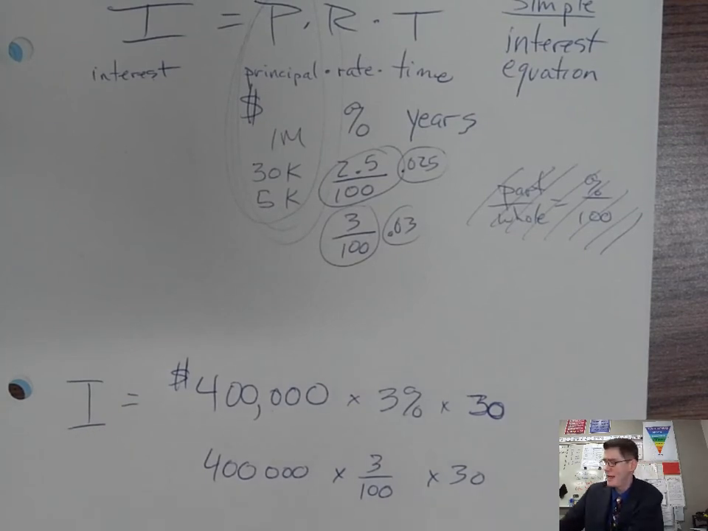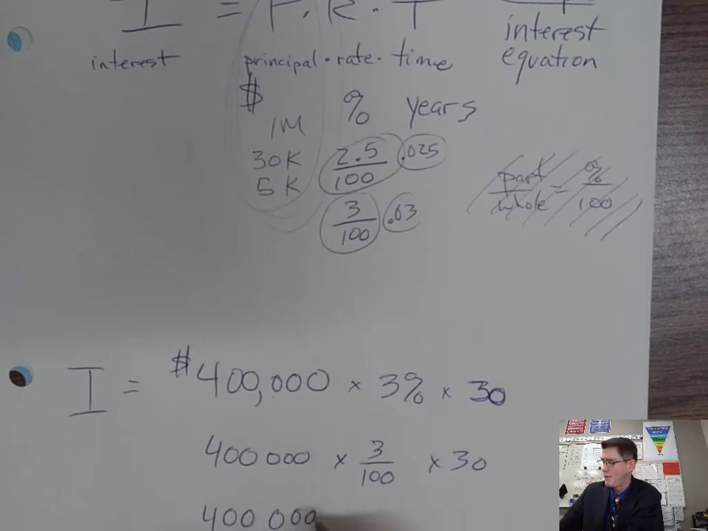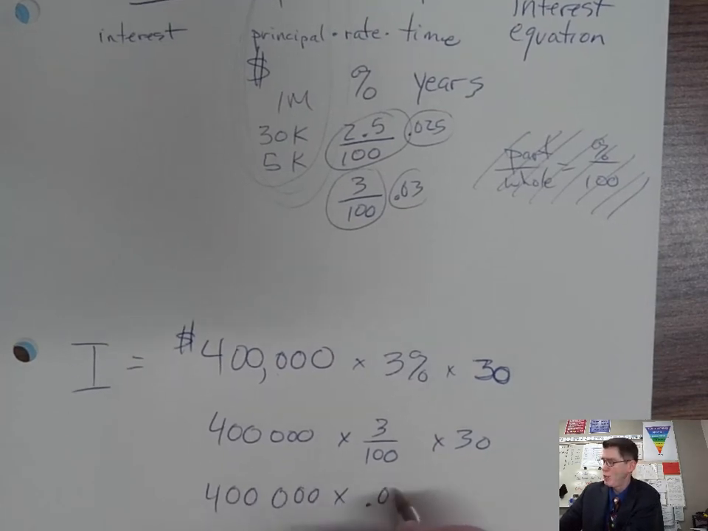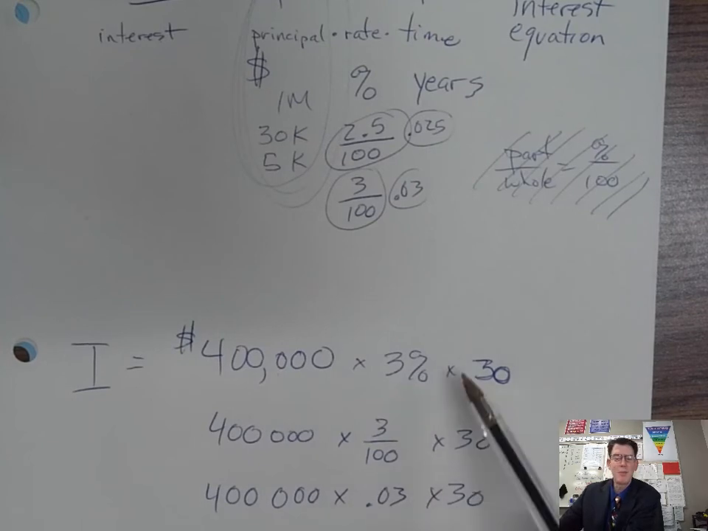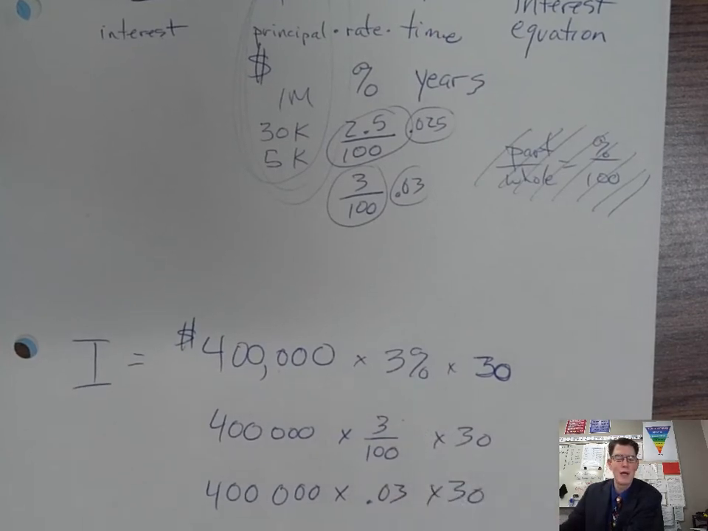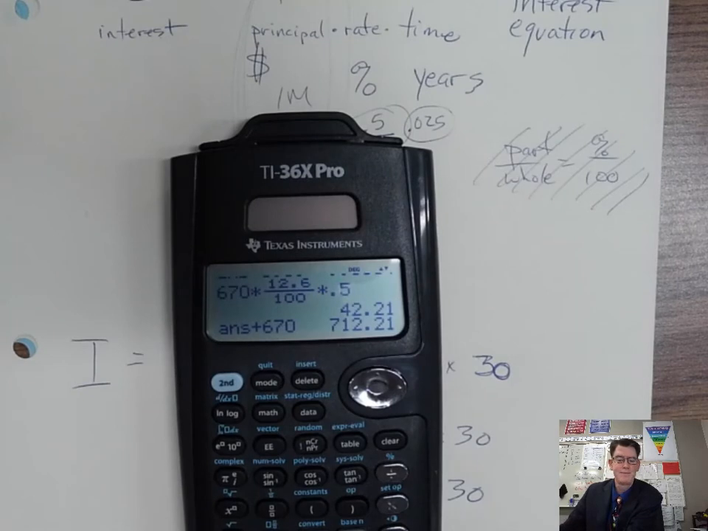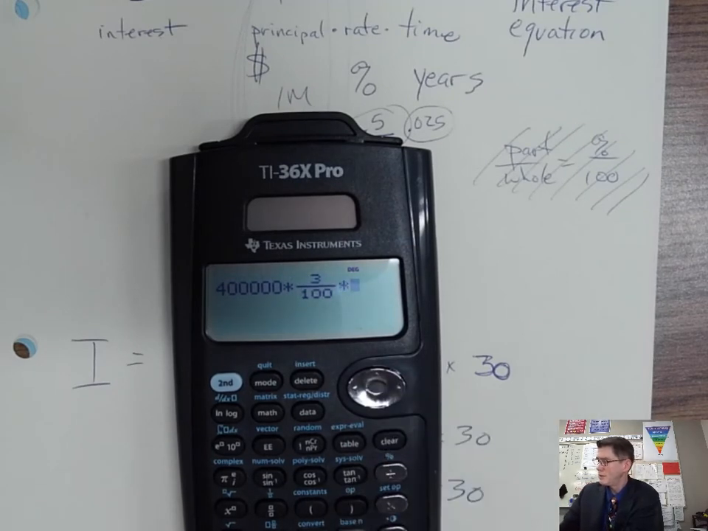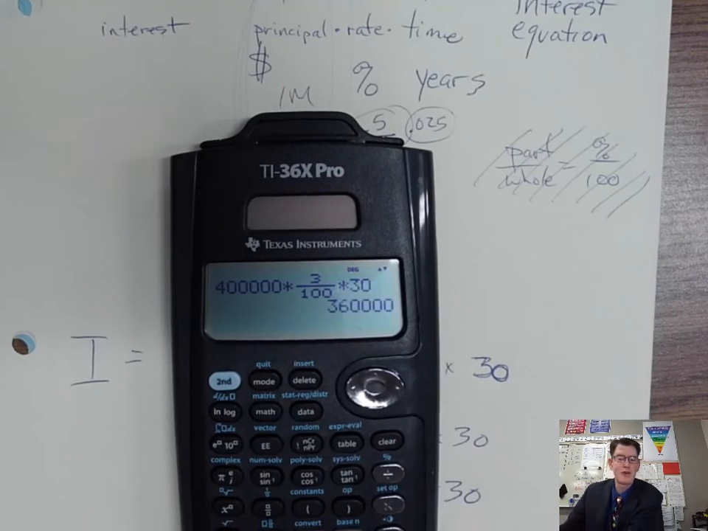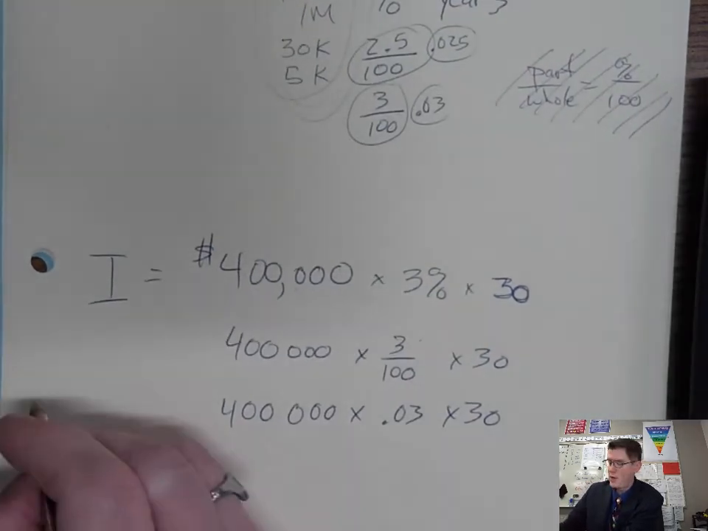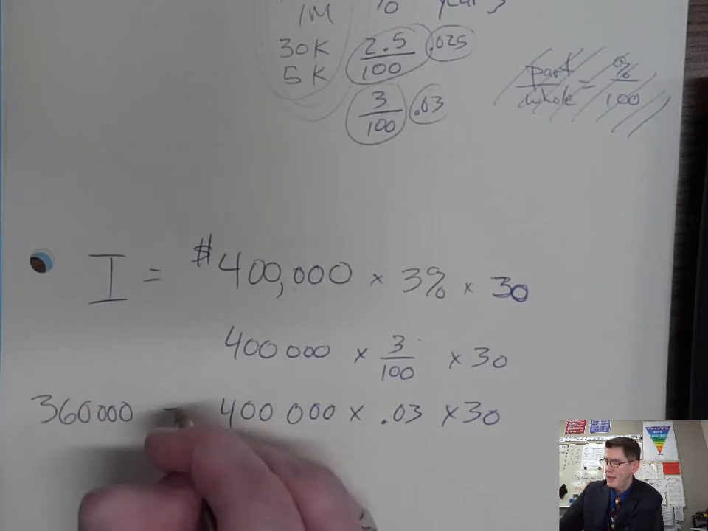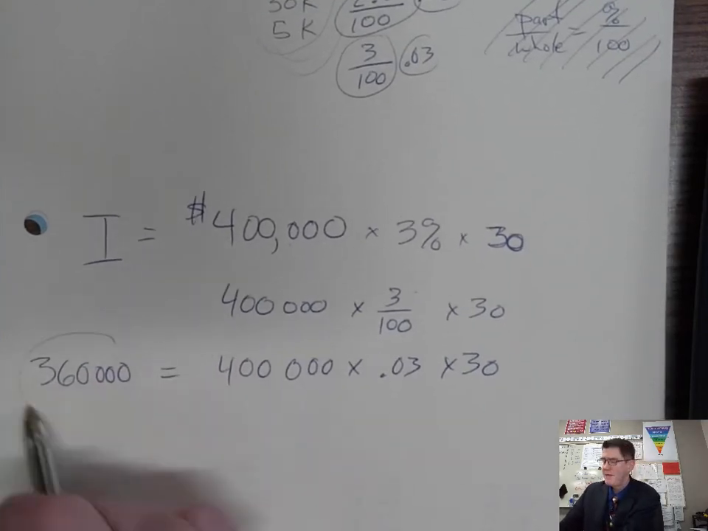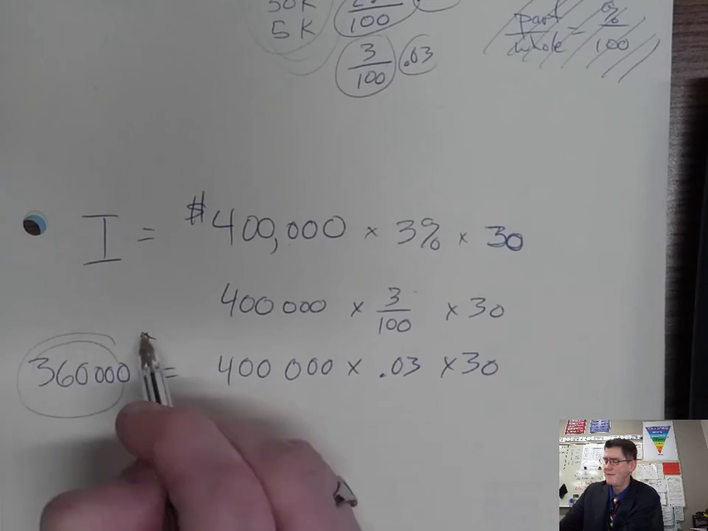So when I type that in, you might see problems written out like this: times 0.03 times 30. Don't be confused about the percent being written one way or another. When I type in 400,000 times 3% times 30 years, the amount of interest I would pay on that home is $360,000. And like I showed you on that page before, this is money on top of the 400,000.